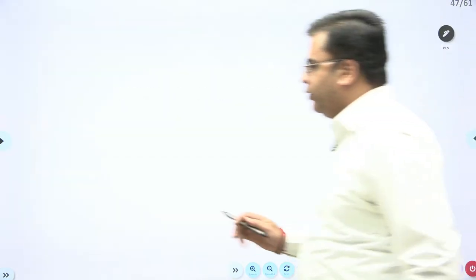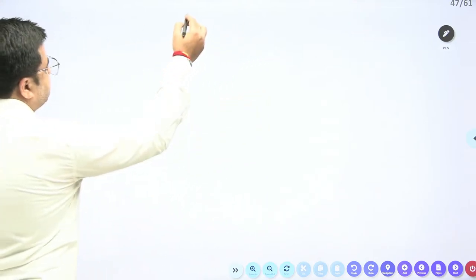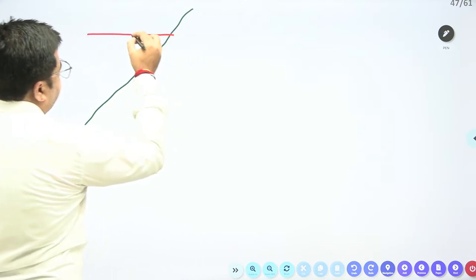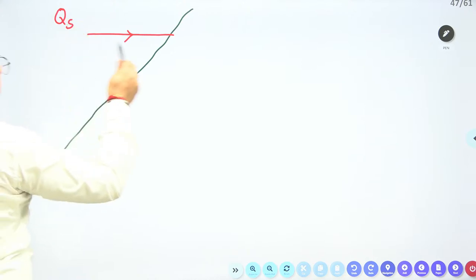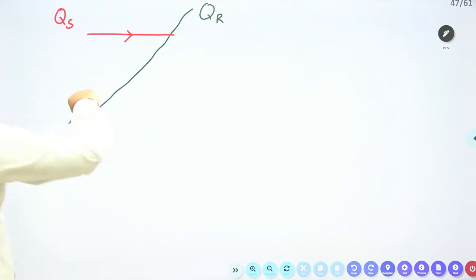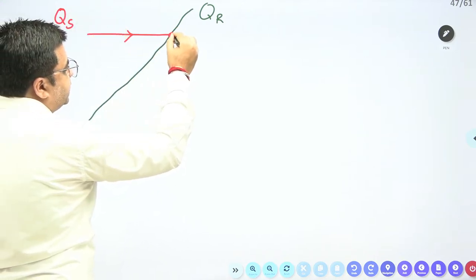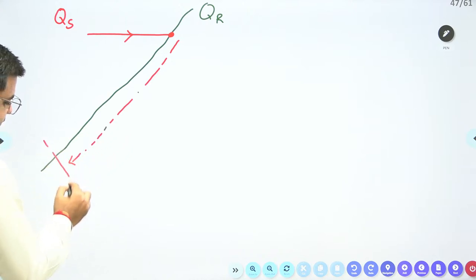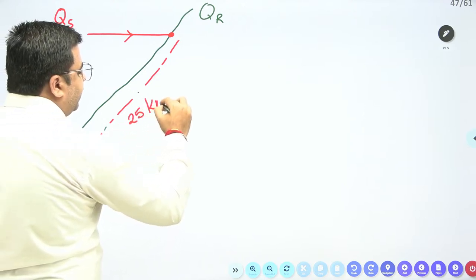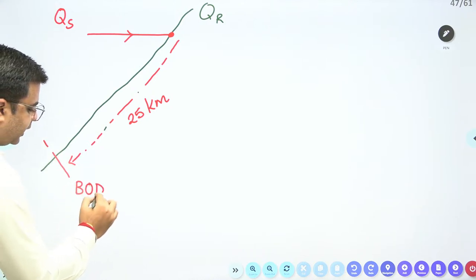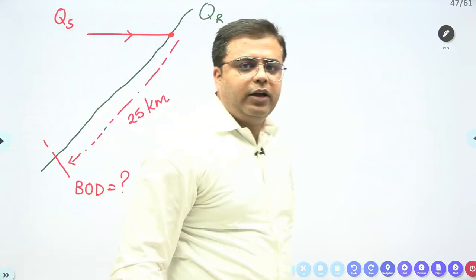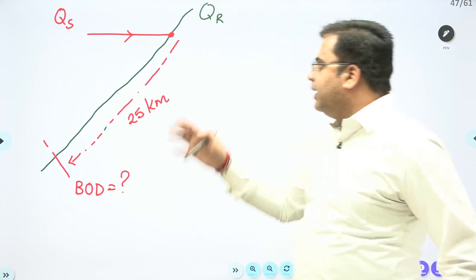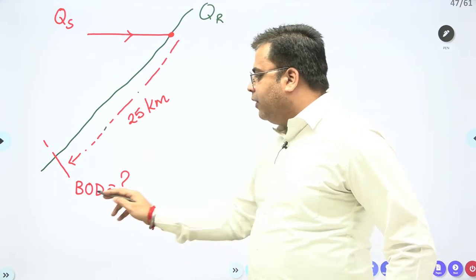Let me just explain this question clearly to you. It is saying that if this is a river flowing like this, then to this river stream, a sewage stream is getting mixed like this. This is the sewage stream, and this is the river stream, QR, right? In this river stream, a sewage stream is mixing, and from this point of mixing, 25 kilometers downstream, what is the BOD of the water? This BOD will be the BOD consumed, not the BOD remaining, after 25 kilometers.